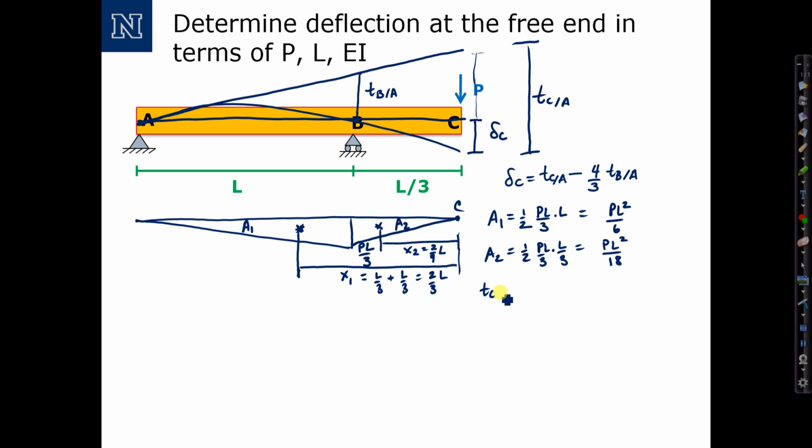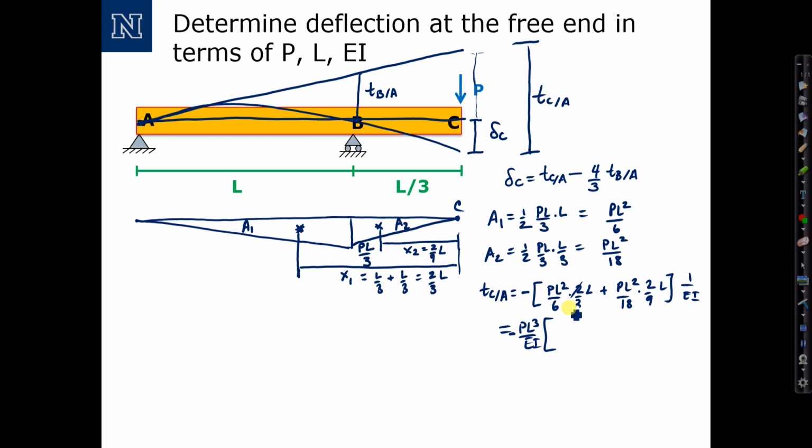I can calculate T at C with respect to A is equal to A1, and everything is negative because the areas are negative, PL squared over 6 times x1, 2/3 L, plus area 2, PL squared over 18 times 2/9 L. And then, of course, this is going to be divided by EI. But we need to reduce these fractions. So pull out PL cubed over EI since it applies to all the terms, and the negative value.